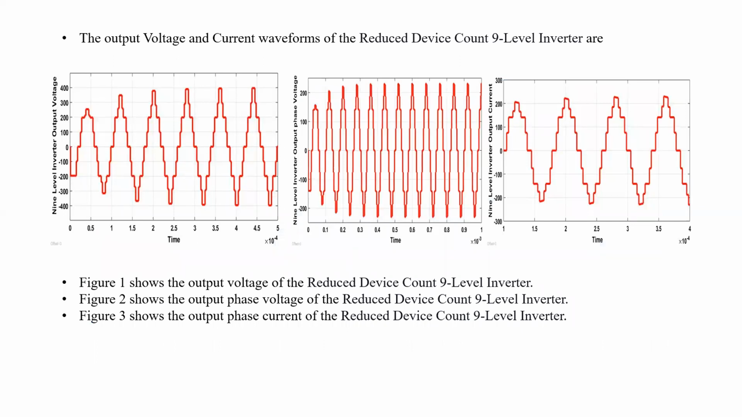And these are the output current and voltage waveforms of the reduced device count 9-level inverter. Figure 1 shows the output voltage of the proposed topology. In figure 1, the y-axis represents the 9-level inverter output voltage and time is represented on the x-axis. Figure 2 and figure 3 show the phase voltage and phase current of the reduced device count 9-level inverter respectively.